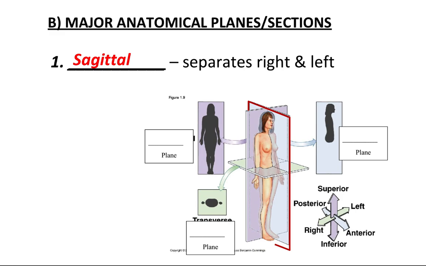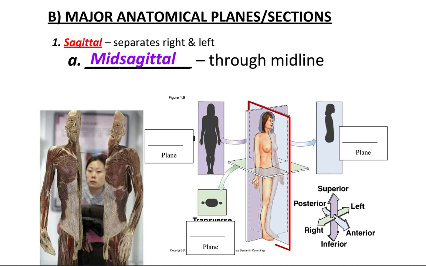So what's sagittal? Sagittal is a cut that divides between the left and right side. So you have your left, you have your right, and then you're going to make a cut that splits them into left and right sections. When you do a sagittal cut, you create sort of a silhouette effect. So we call that a sagittal plane cut.